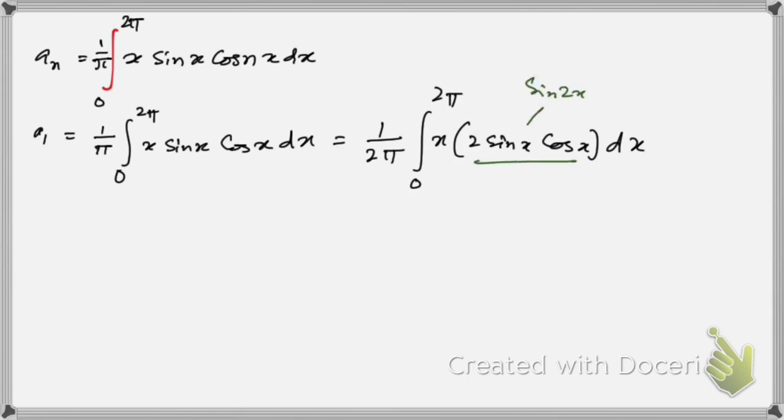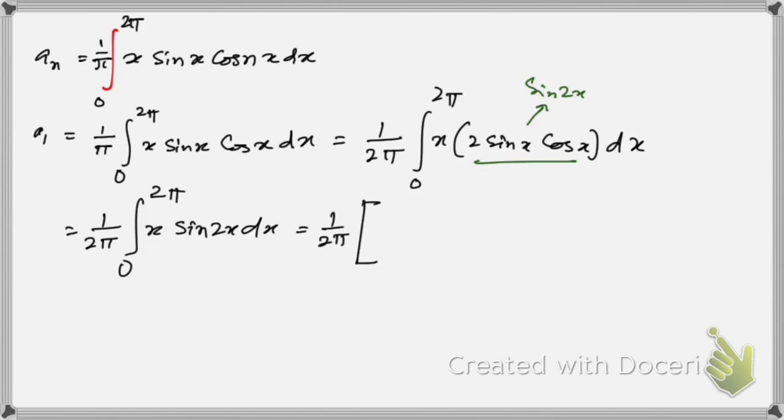That is sine twice x. So using that result, what you will get is 1 by twice pi, integration 0 to pi, x sine twice x dx. Now again use the product rule here, then 1 by 2 pi, x times the integration of sine twice x, that's going to be minus cos twice x by 2. So let me find the integral directly.